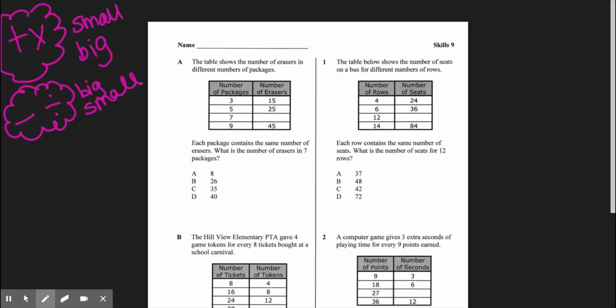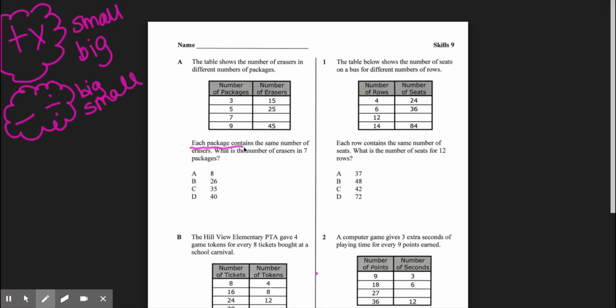So let's look at A. The table shows the number of erasers in different numbers of packages. So, numbers of packages and numbers of erasers. 3 packages would give us a total of 15 erasers. 5 packages would give us a total of 25 erasers. We don't know about 7, but we know that 9 packages would give us 45 erasers. Each package contains the same number of erasers. What's the total number of erasers in 7 packages?